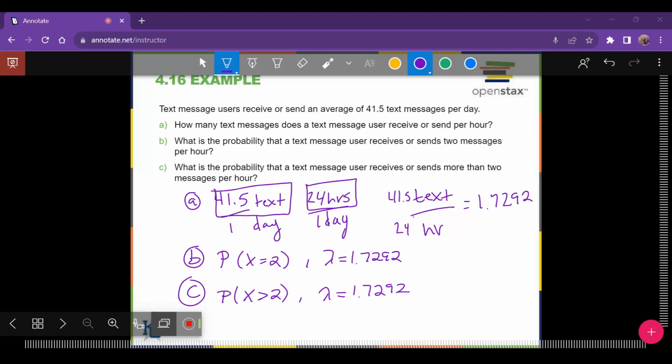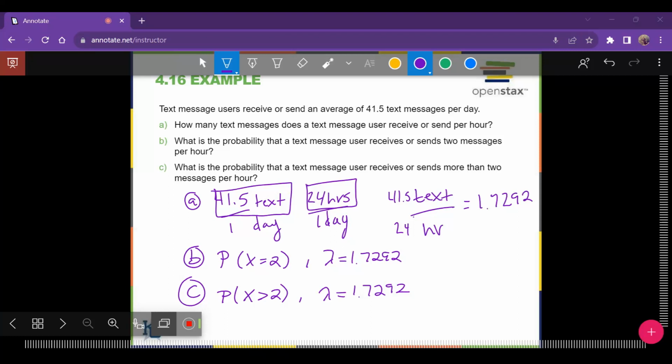For B, we're doing the Poisson distribution. Poisson has an equal to, so this is going to be non-cumulative. We're given x equals 2, and our mean is 1.7292. Because we're using the equal sign, it's going to be false here. So we get 0.2653.